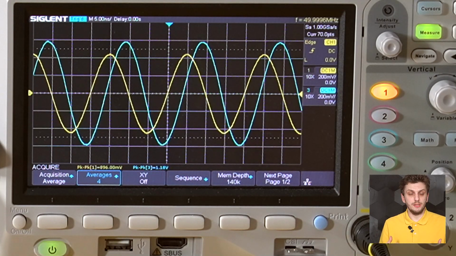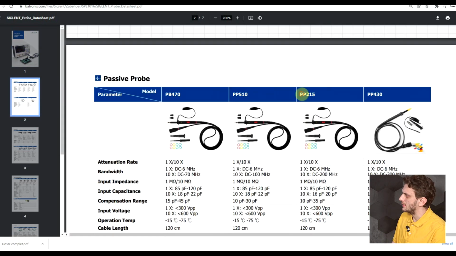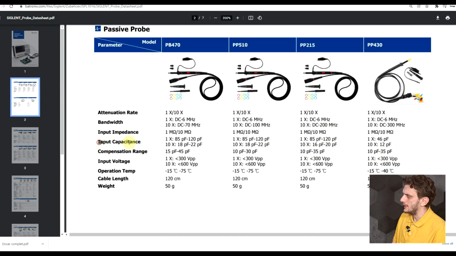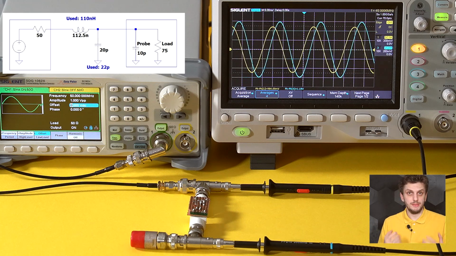So now let's slowly try to add in the matching components to compensate for the capacitances that our probes are bringing. Regarding the properties of my oscilloscope probes, I found this catalog online, and the probe that I have is the PP215, and this has an input capacitance in 10x mode between 16 and 20 picofarads, but I tried to measure it and it was a bit lower than this. So in the experiments I will be using the value that gave the best results, which is a bit smaller than these values. So now I decreased the capacitor a bit to compensate for the capacitance present in the second probe, and we have some better values.